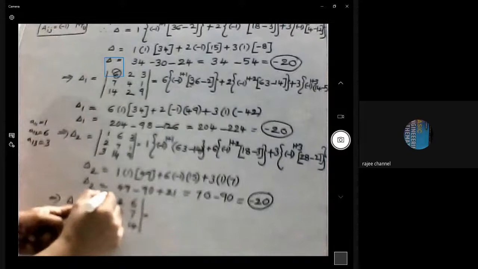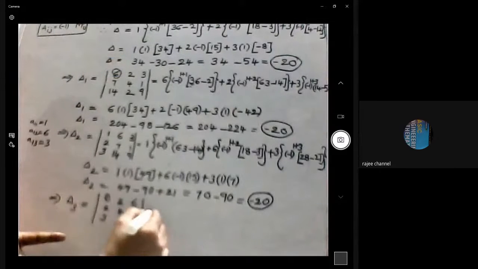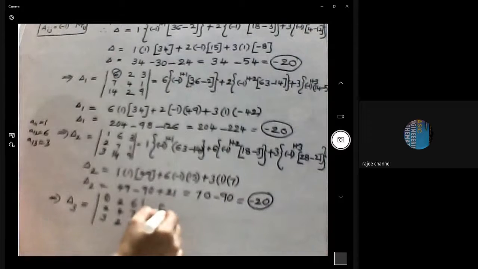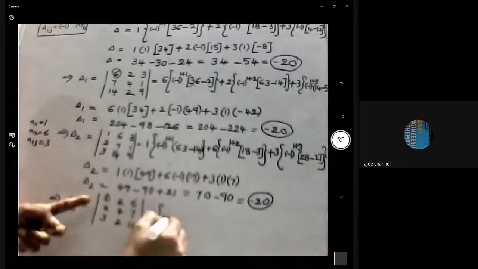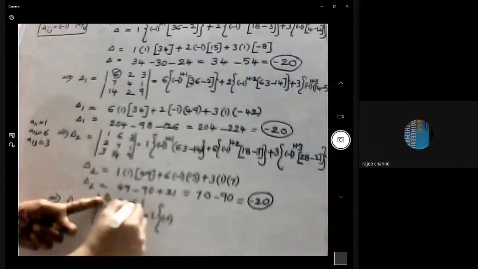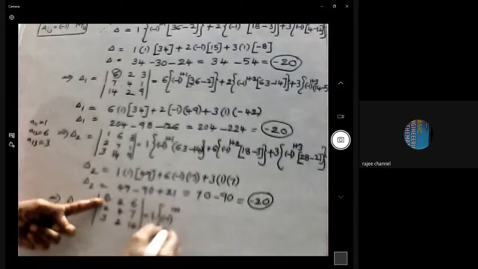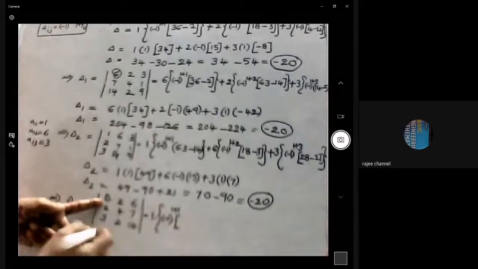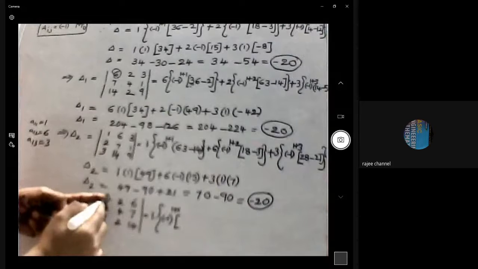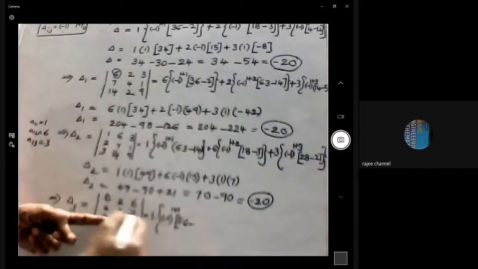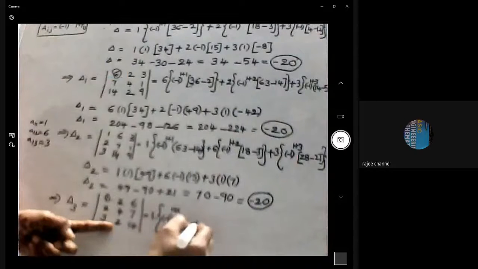Here A11 is equal to 1. 1 into capital A11: we find the value as minus 1 whole to the power of 1 plus 1, since this is in the first row, first column. Next we take the minor value of 1: that is 14 into 4, 56, minus 7 into 2, 14.